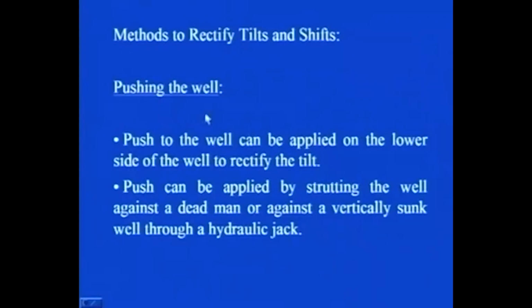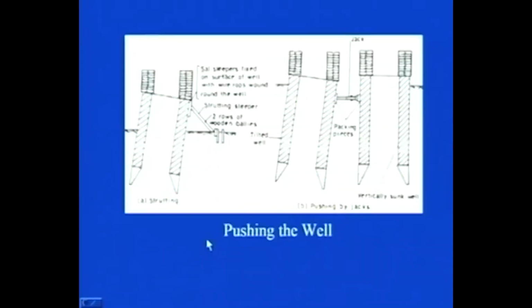The fourth one is pushing the well. Push to the well can be applied on the lower side of the well to rectify the tilt. This push can be applied by strutting the well against a dead man or against a vertically sunk well through a hydraulic jack. Let us see with the help of this figure. You can see this is the lower side and this is the higher side.